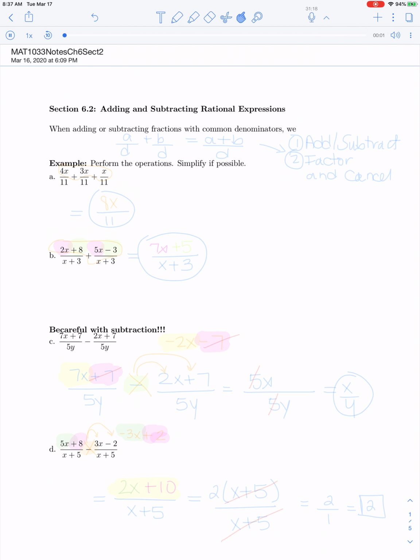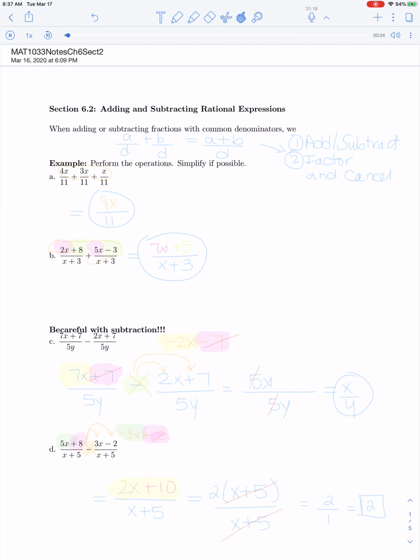In section 6.2, we are adding and subtracting rational expressions. So we're going to add and subtract fractions just as you have in the past, which means we need to have a common denominator. If we already have a common denominator, it's pretty straightforward. We're just going to add or subtract numerators, and the denominator will stay the same.